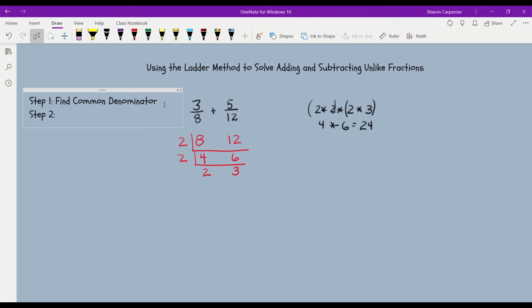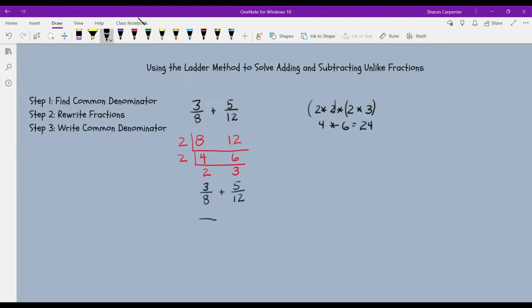On to step 2. Rewrite our fractions directly below our bottom numbers. Writing neatly will make it easier. 3 over 8 plus 5 over 12. Step 3. Write our common denominator for our like fractions and our solution. Notice we're using the 24 from our previous equation. Step 4 is using a crisscross or zigzag pattern to find our numerators.